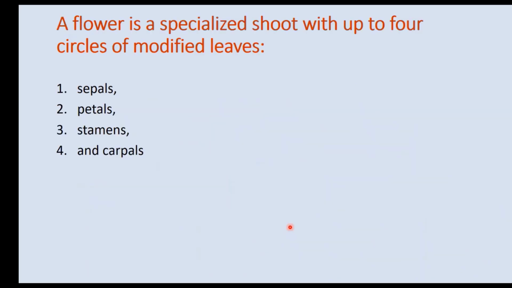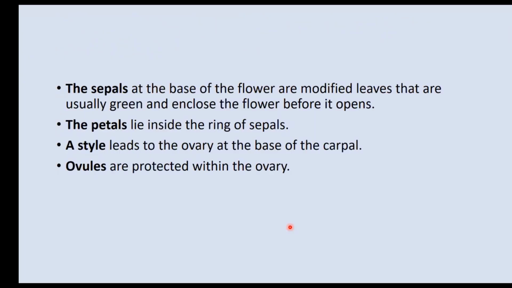Then a flower is a specialized shoot with up to four cycles of modified leaves. We'll be talking about the sepals, the petals, the stamens, and the carpels. The sepals at the base of the flower are modified leaves that are usually green and enclose the flower before it opens. The petals lie inside the ring of sepals, and the stamens lead to the ovary at the base of the carpel, and the ovules are protected within that ovary.